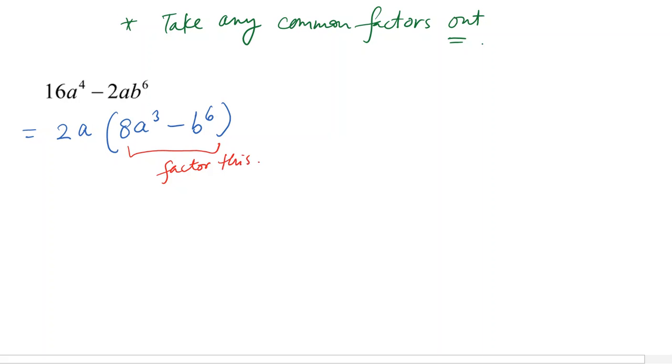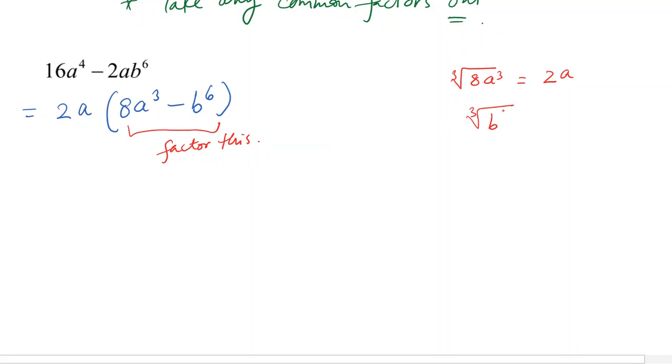And in this one we can see that, so 8, right? So if you think about the cube root of 8a cube, the cube root of 8 is 2, the cube root of a cube is a, so this is a perfect cube. Similarly, if you take the cube root of b raised to power 6 and you divide the power by 3, you get b squared. So this is of the form difference of two perfect cubes. So I can rewrite this as 2a cube minus b squared, the whole thing raised to power 3.